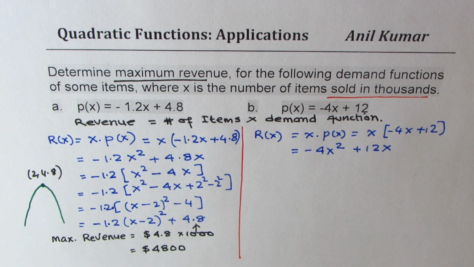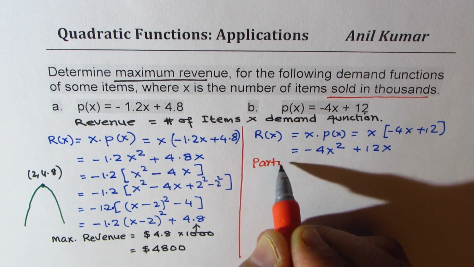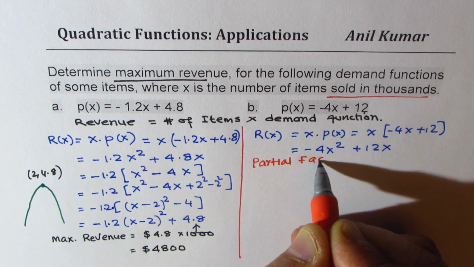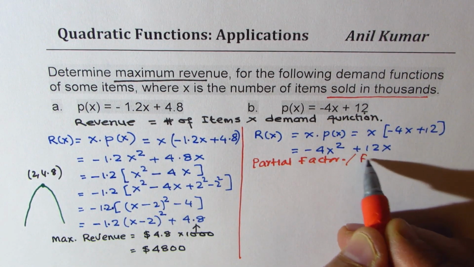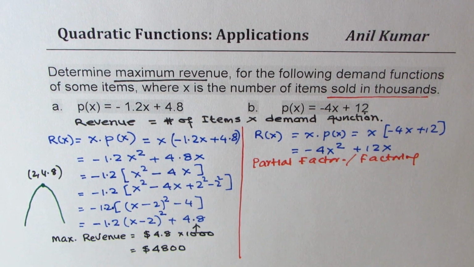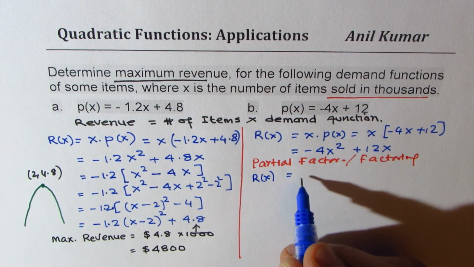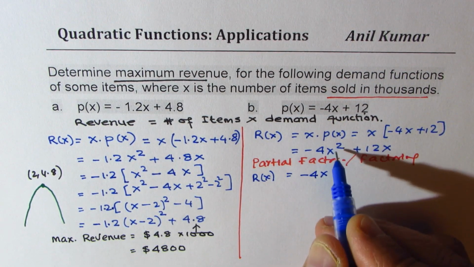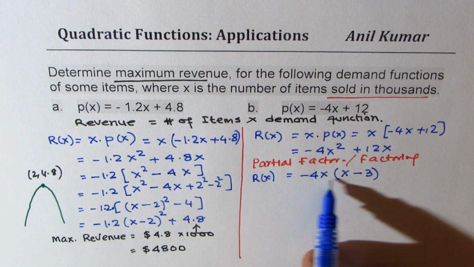Now let me show you the partial factoring method. In this case, since we do not have a constant term, it is the same as factoring. We'll just factor and find the axis of symmetry to get the answer. If you factor, you could factor out minus 4x, so we get x minus 3. That gives you two zeros, right?